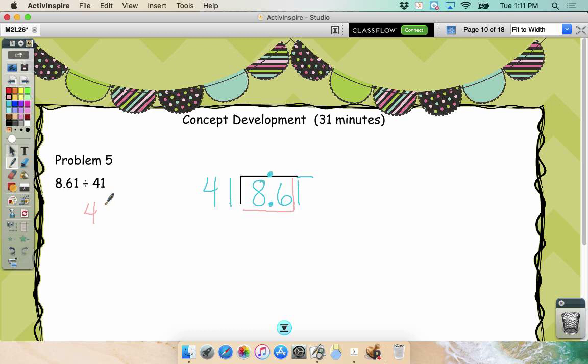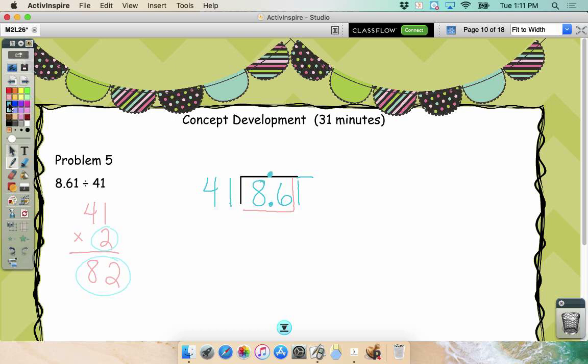Twice. Uh-oh, I'm writing with a pink by accident. You okay with that? Yeah. So what 2 numbers go in my problem? 82 and 2.